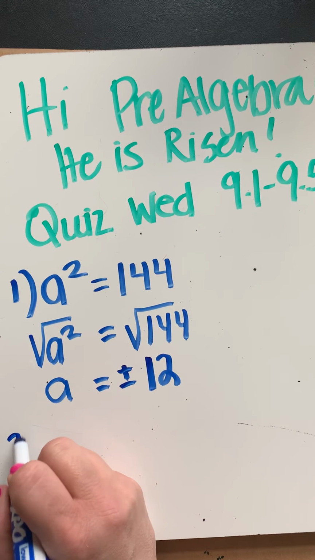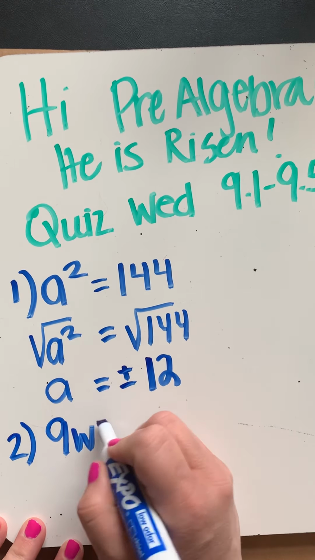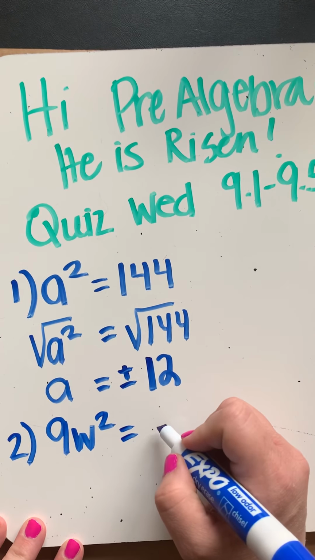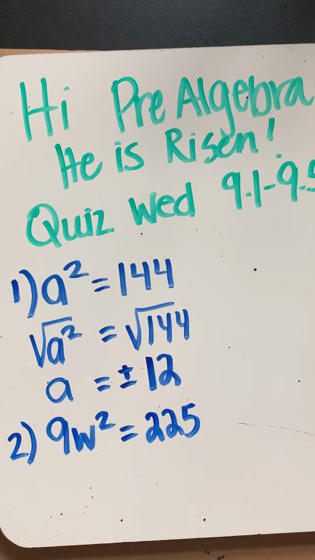Okay, second one. This one's a little more complex. So I have 9w squared equals 225. Oh, by the way, you should be taking notes on this stuff, okay? When you take notes, you have something to refer back to. Sometimes it also ingrains in your head a little better.